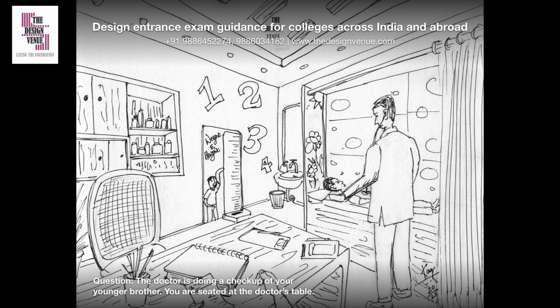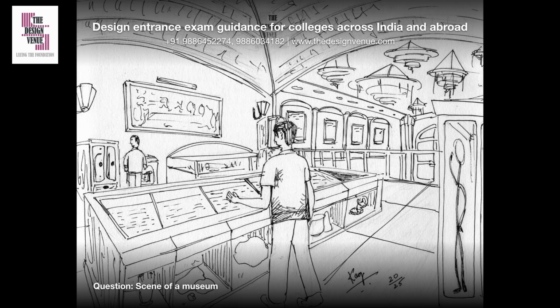You are seated at the doctor's table. So, you can see the presence of the viewer in the bottom section of the page. That is, the hands of the viewer are shown. You can also see elements such as the weighing machine and the tools for measuring the height, which show that this clinic is for children.